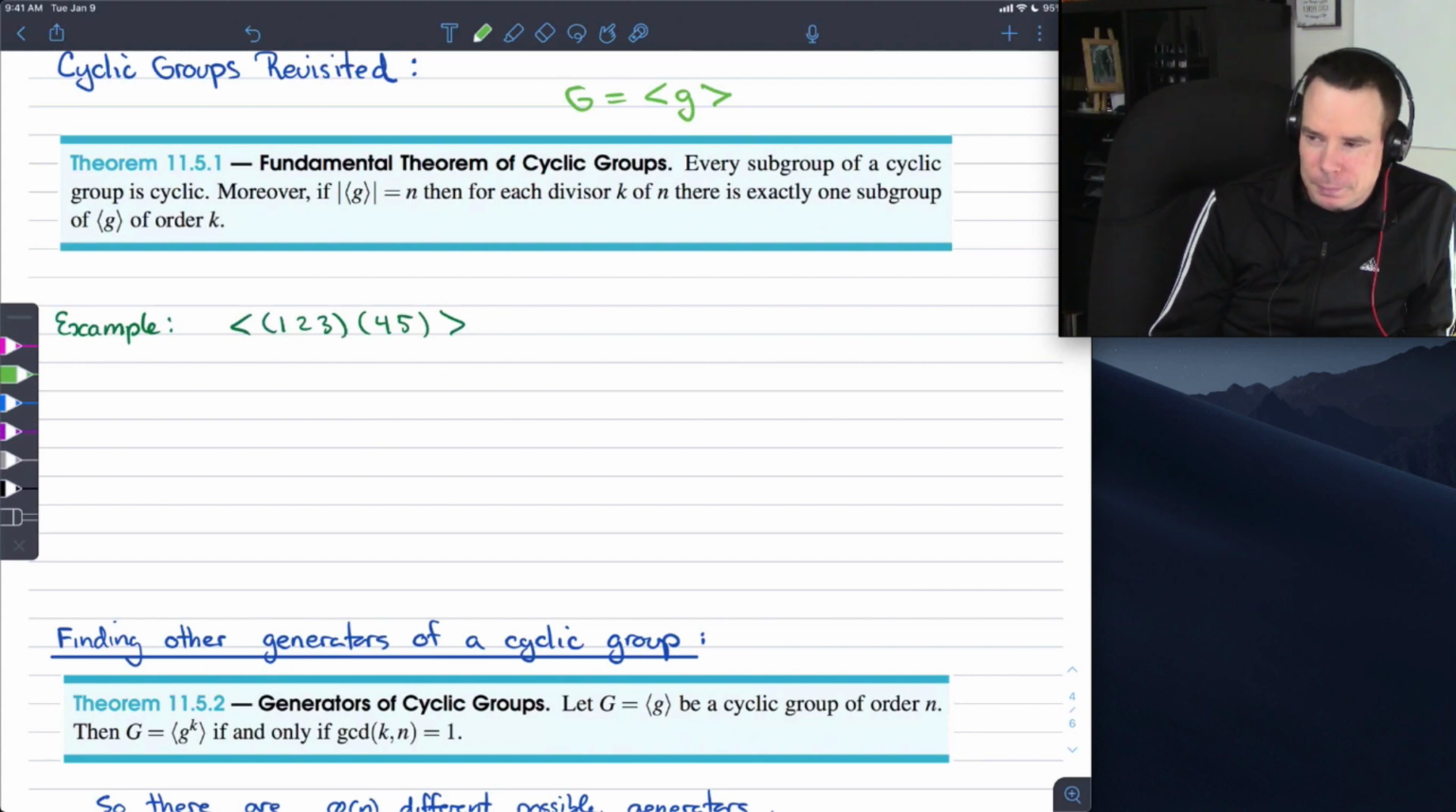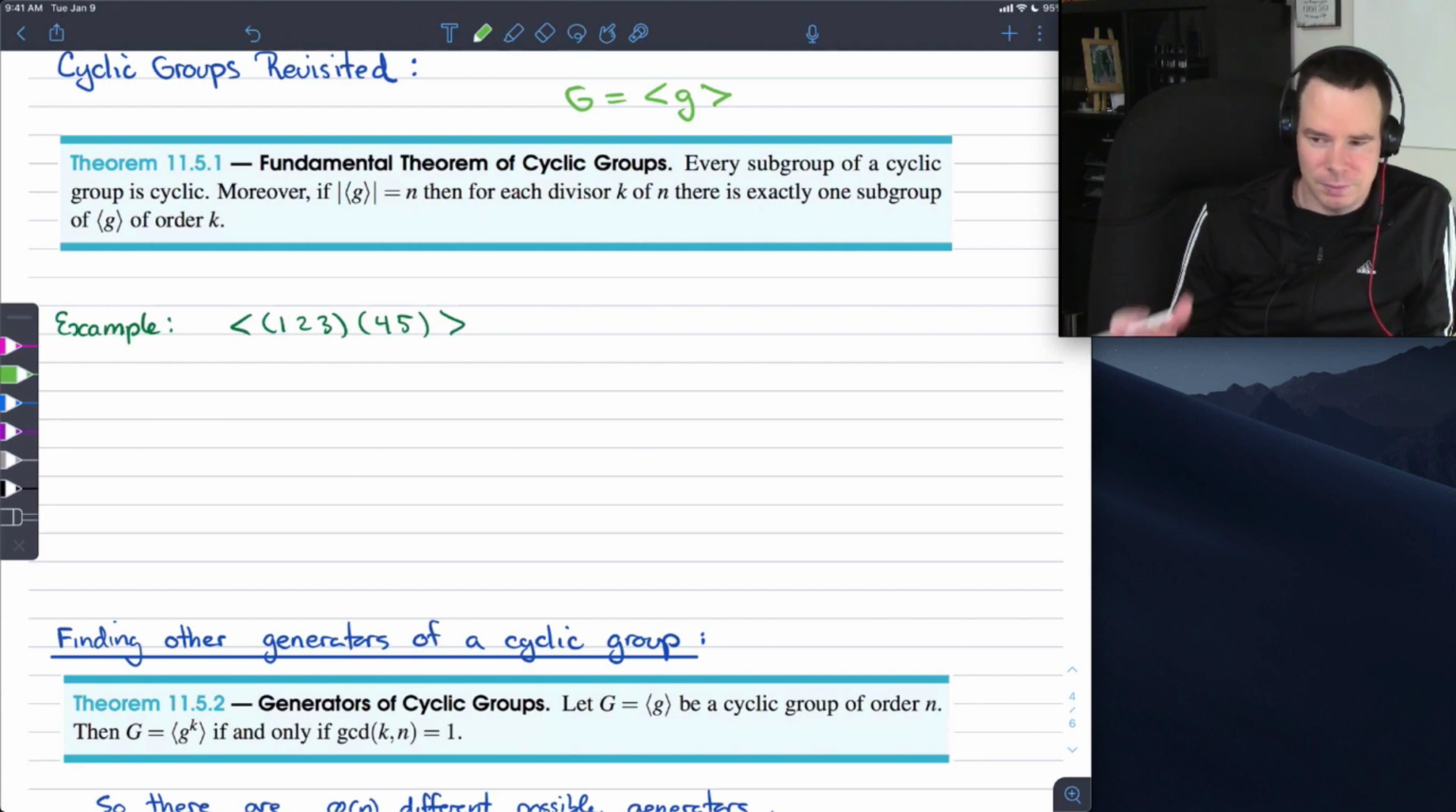Okay, so what else do we get about this? So every subgroup of a cyclic group is cyclic. That's the first sentence. Moreover, if this group G has order n, in other words the little g has order n as an element of the group, then for each divisor of the order of our group G, there is exactly one subgroup of that order.